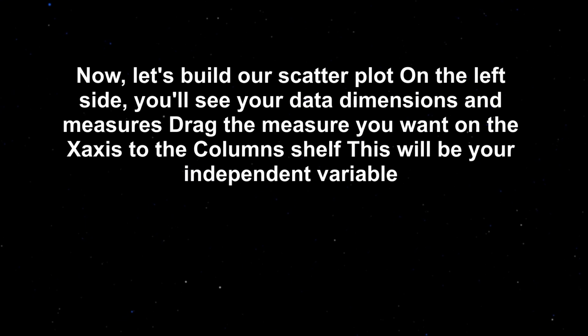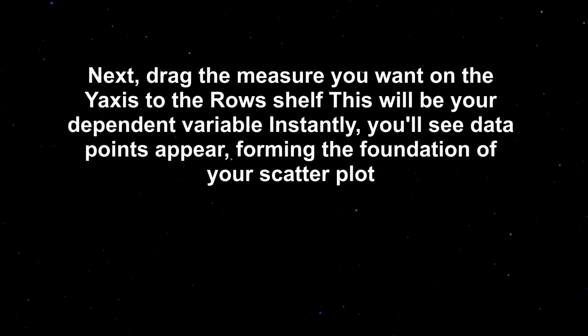Now, let's build our scatter plot. On the left side, you'll see your data dimensions and measures. Drag the measure you want on the x-axis to the column shelf. This will be your independent variable. Next, drag the measure you want on the y-axis to the row shelf. This will be your dependent variable. Instantly, you'll see data points appear, forming the foundation of your scatter plot.